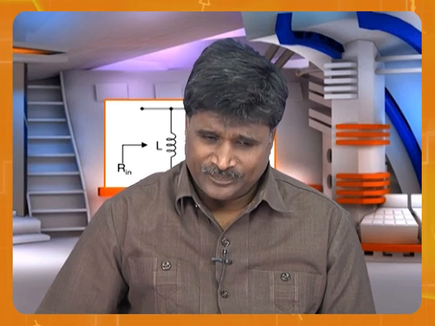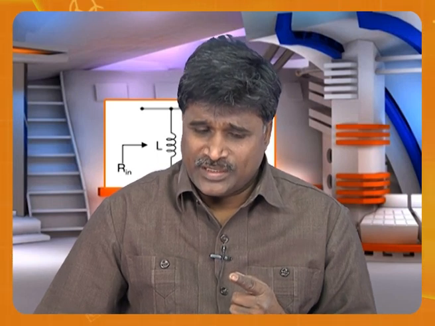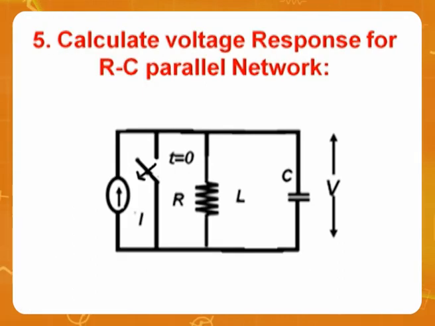Look here: final value plus initial value minus final value. If you substitute this way, this is the answer, IR into e power minus t by tau. That is how we have to get the answer. Now let's go to the fifth problem.